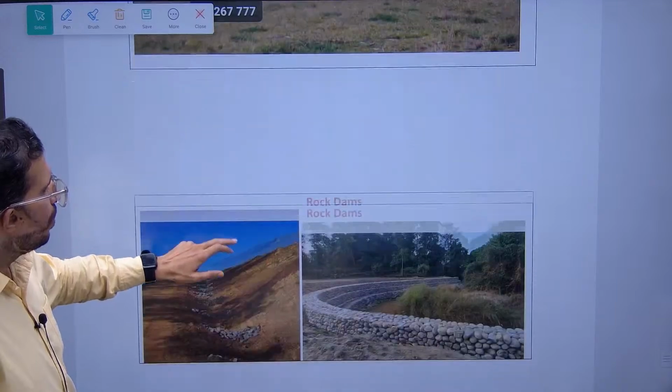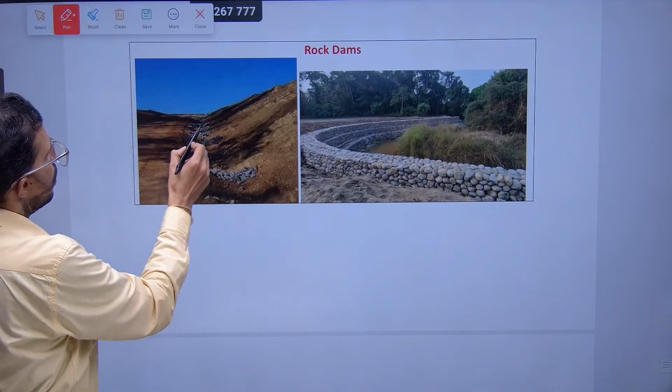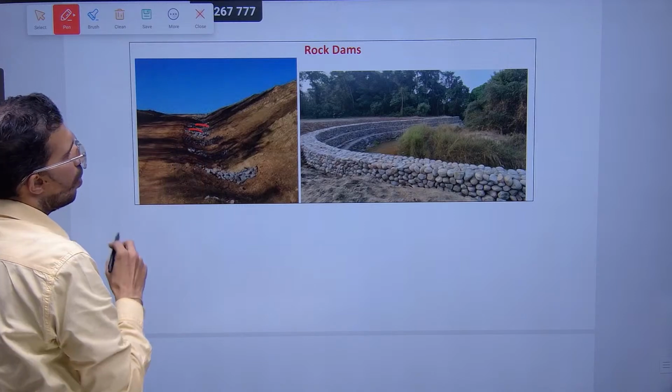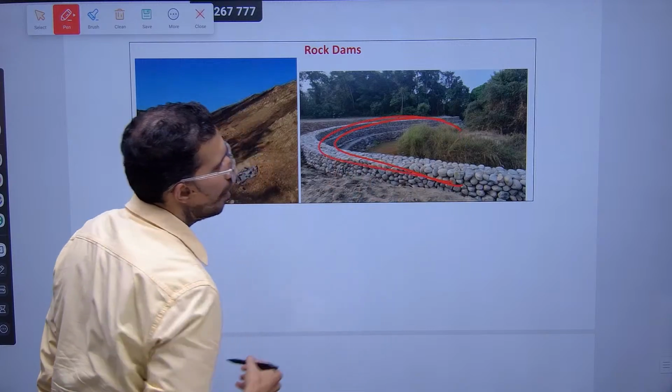Then see this image, rock dams. If you have seen this kind of thing, this is a rock dam. What is the purpose with respect to terrace farming? They have the rock dams.